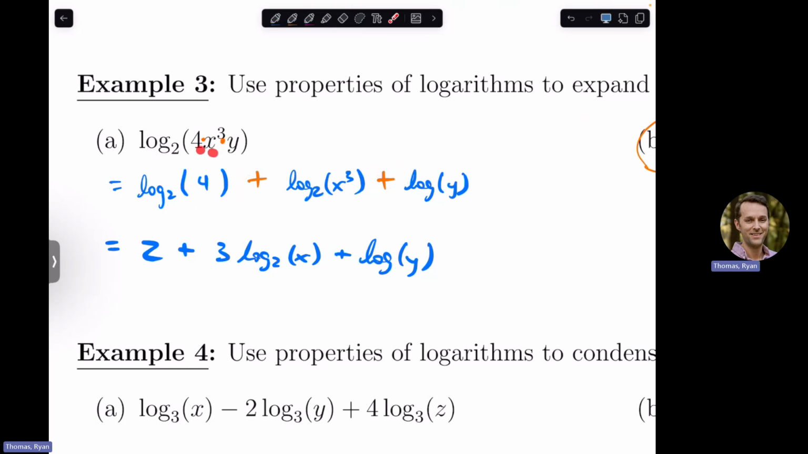So I can split 4 and x cubed and y up into the 3 different kinds of things that are represented there. There's the pure numeric term 4, there's an x term, there's a y term. I can break those up into their own things, by splitting it into a sum of 3 separate logs. And then in each of those, we want to see if we can do anything else. The log base 2 of 4 is 2, because 4 is 2 squared. Here you've got a power that we can bring down, and then plus the log of y, because it's just y, and I can't clean that up any further.